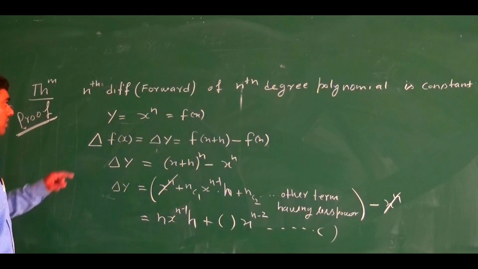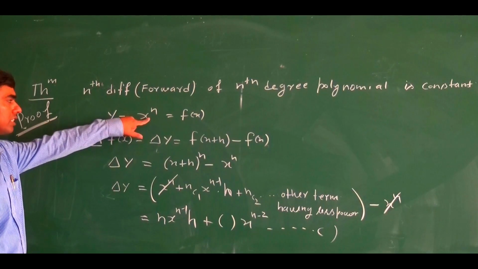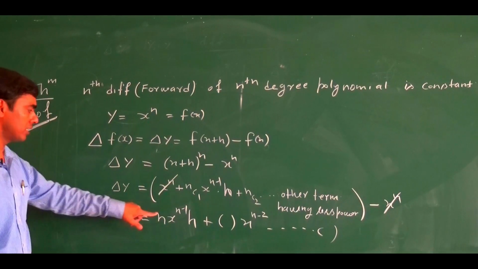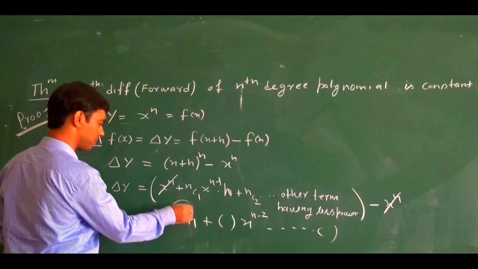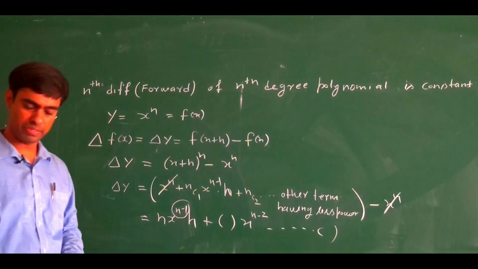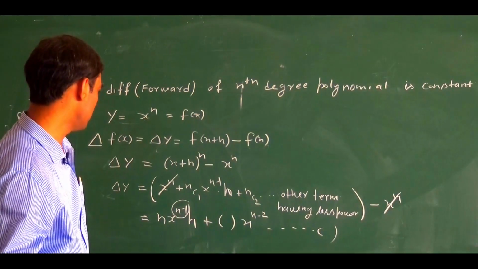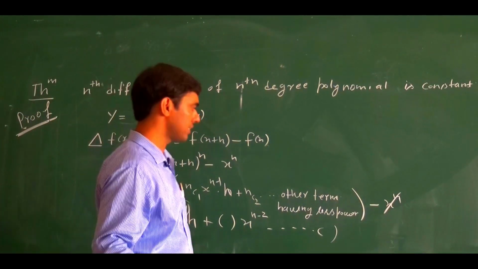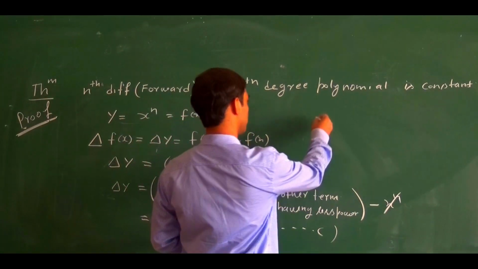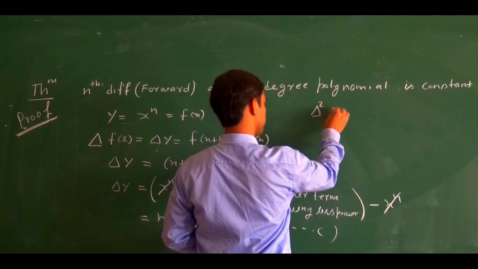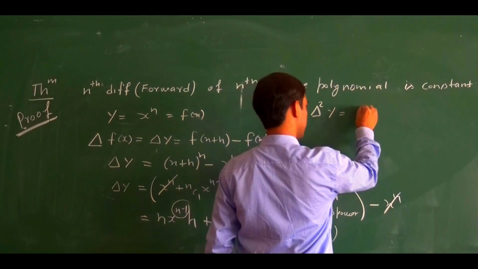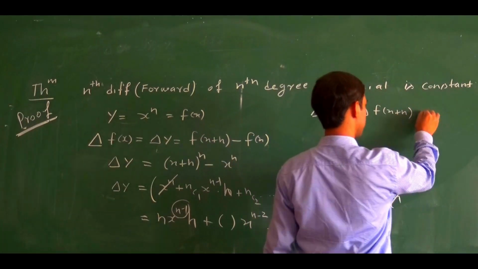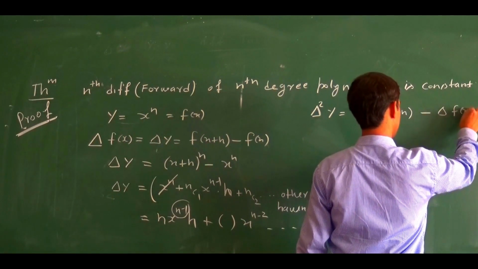So if we closely observe, what is the degree of this polynomial? The degree of this polynomial is n. What is the degree of this polynomial? The degree of this polynomial is n minus 1. Now, similarly, if we find the second order difference, what is it? Del 2y equals del f of x plus h minus del f of x.